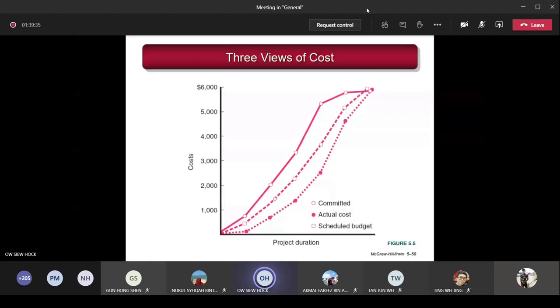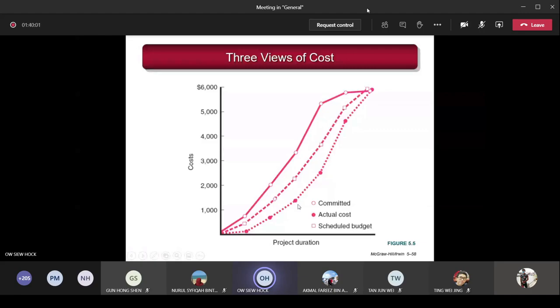Now, next. There are three views of cost. One is called the committed cost, one is called the actual cost, the circle filled one, the red one, and another one is the scheduled budget, the empty square. And the committed one is the round, but blank inside. Now you look at these three types of cost. So what are these three types of cost?